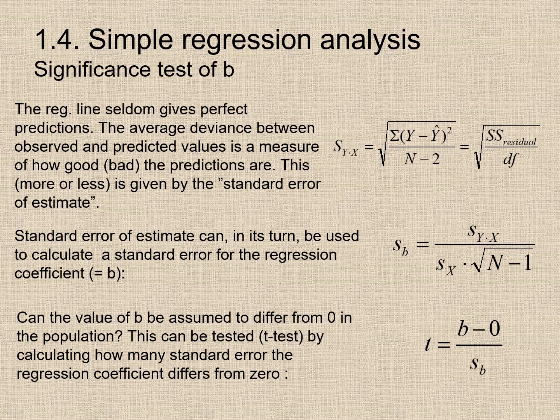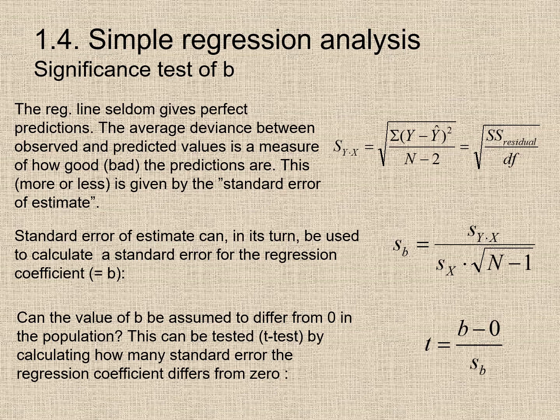The more standard errors our regression coefficient deviates from 0, the more this t-value deviates from 0, the lower is the probability of getting our data if the null hypothesis is true. Just as before. So we can transform that t-value to a probability. The probability of getting our data if the population regression coefficient actually is 0.